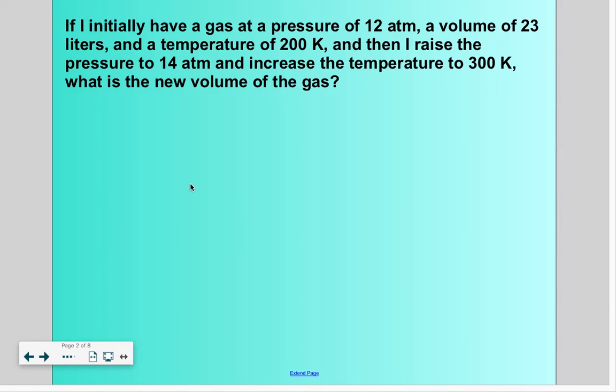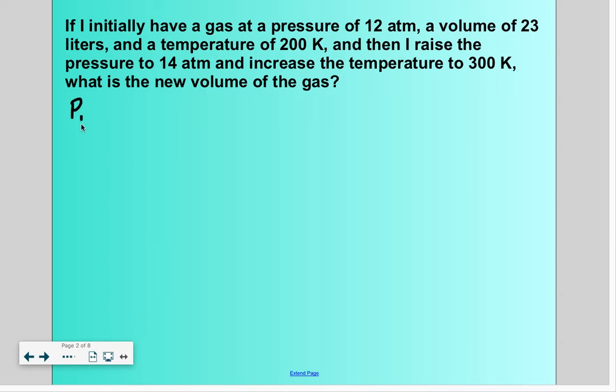All right, let's check out number 2 and see if we can figure out what equation it is. So if I initially have a gas at a pressure of 12 atmospheres, a volume of 23 liters, and a temperature of 200 Kelvin, and I then raise the pressure to 14 atmospheres, increase the temperature to 300 Kelvin, we're looking for the new volume of gas. Some of you probably immediately see which equation this would be. There are a lot of numbers in here, and the pressure changed, the temperature changed, and the volume is going to change. So that means we're dealing with the combined gas law.